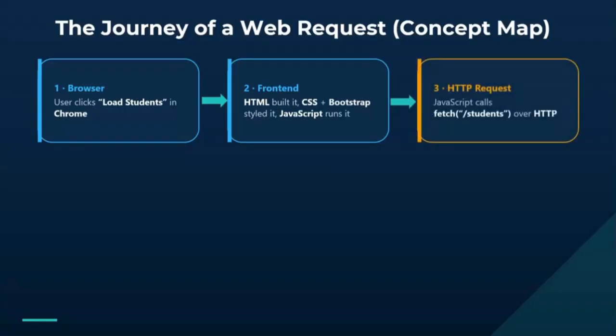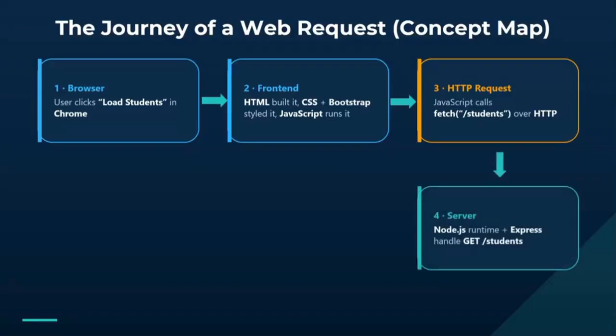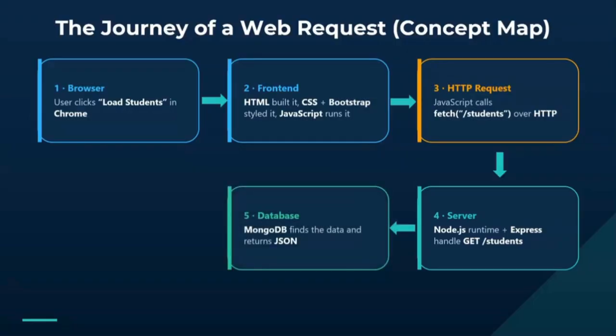Then the request travels over HTTP to our backend server. HTTP stands for Hypertext Transfer Protocol. Then the request reaches our server, and Node.js is running on that server. In a real application, Express retrieves the information from MongoDB. MongoDB stores our application's data permanently.